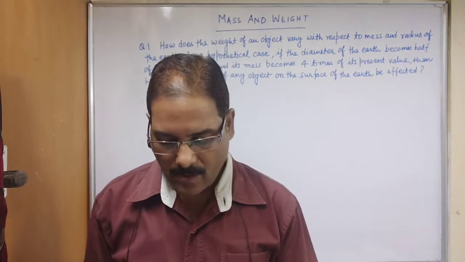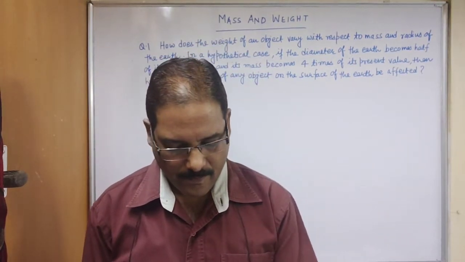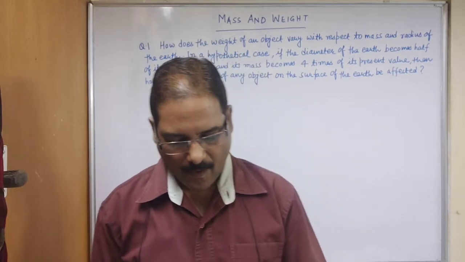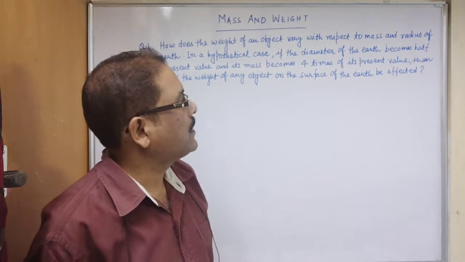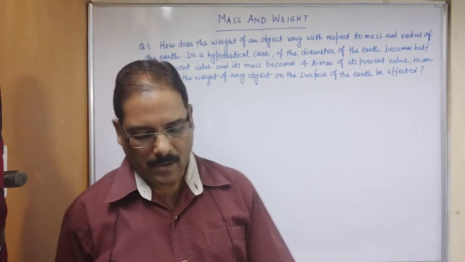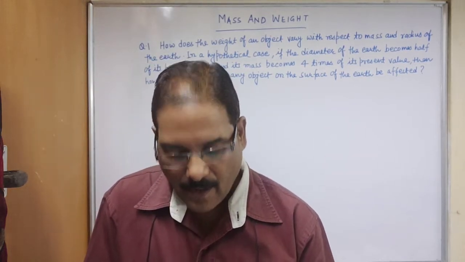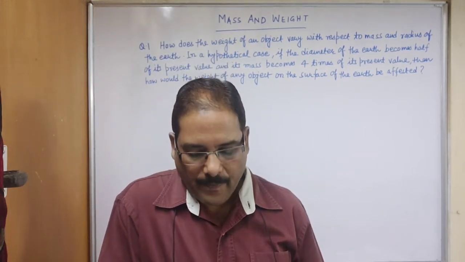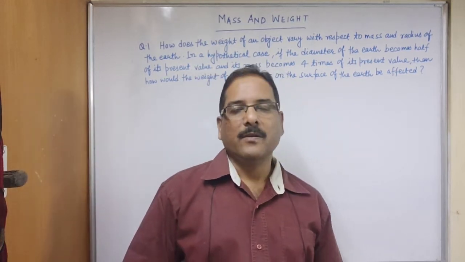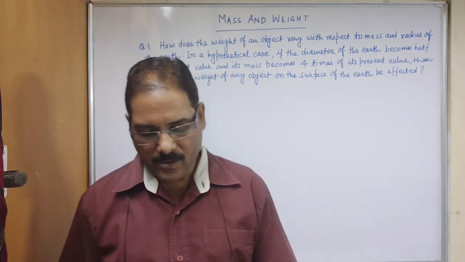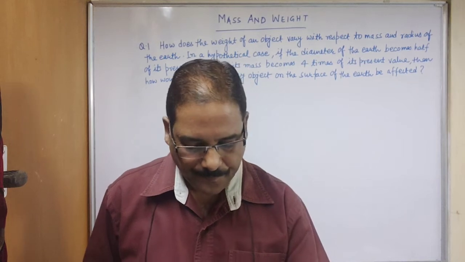So let us try to answer this question. As we know, weight of an object is directly proportional to mass of the earth. It does not depend on mass of the object. It depends on mass of the earth and is inversely proportional to the square of the radius of the earth.